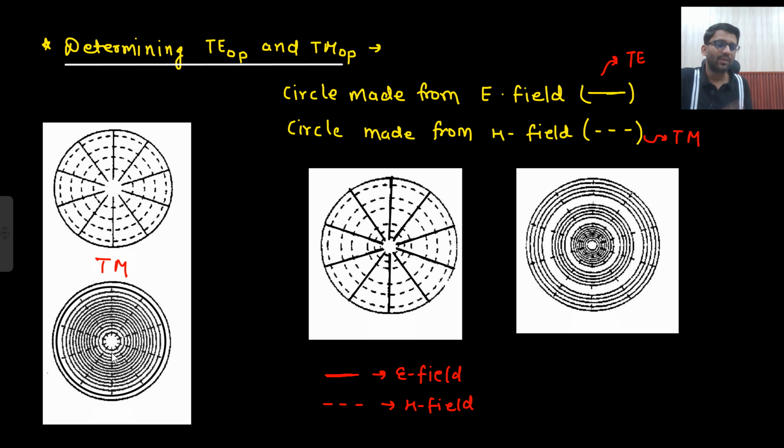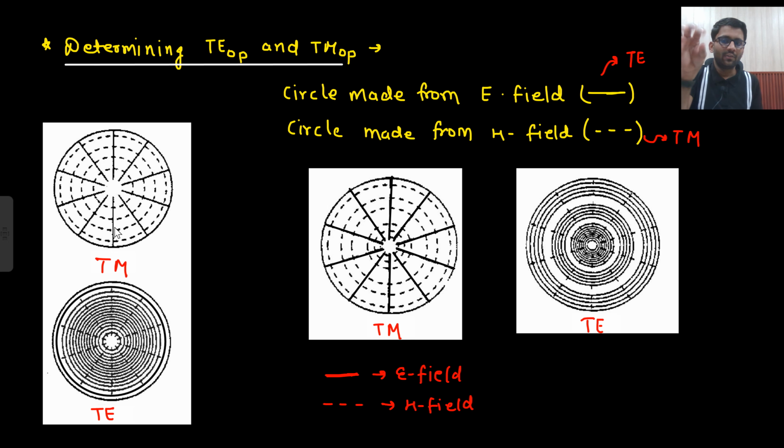Here circles are made from which line? Circles are made from your solid line. Just a second. Yeah, so what I was saying, here circles are made from the E field, right? Circles are made from solid line. So if circles are made from solid line, that means it would be TE mode. Here circles are made from dashed line, that means it would be TM. And here circles are made from solid line, that means it would be TE.